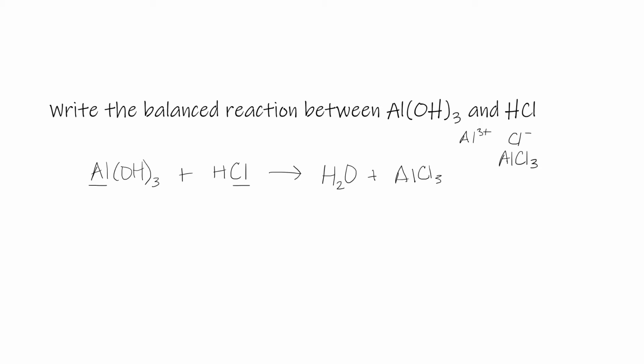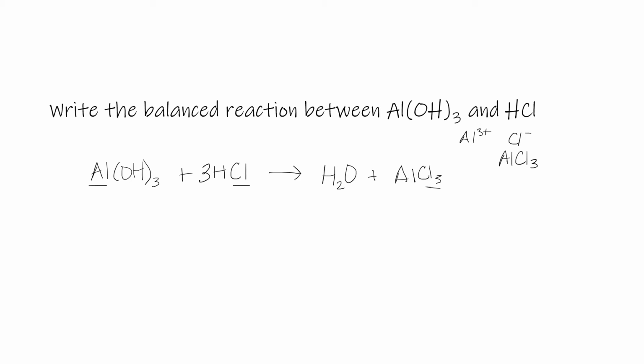Now that we have our products written out correctly, we need to go back and balance them. We should start with the cation and anion in our salt, and then we'll balance the hydrogen and oxygens from the water later. So to begin with, we have 3 chloride on our product side, so we need to get 3 on the reactant side. So if I put a 3 in front of hydrochloric acid, that will balance that out. We have 1 aluminum on both sides, so we're good there.